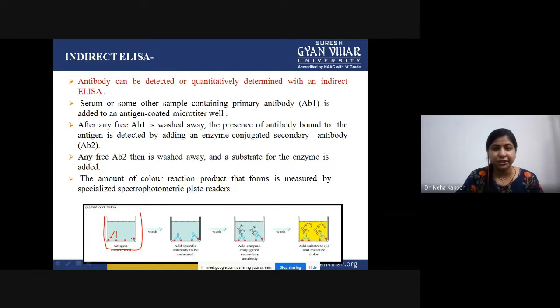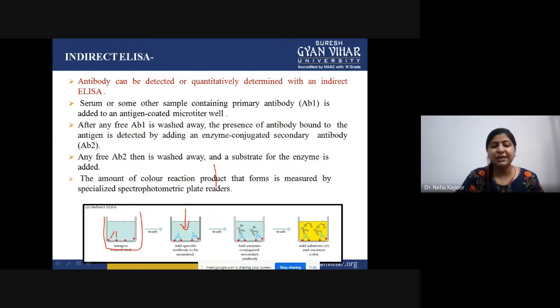Once this antigen is coated over it, it is present in the bound form. We will first of all be adding a specific antibody. Specific antibody means, if you are using this technique for some diagnosis work, in that case we will be adding the serum of the patient. So here the serum, or primary antibody, is added. If that antibody is specific, it will bind to that antigen.